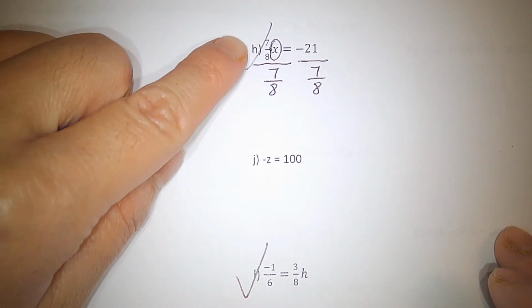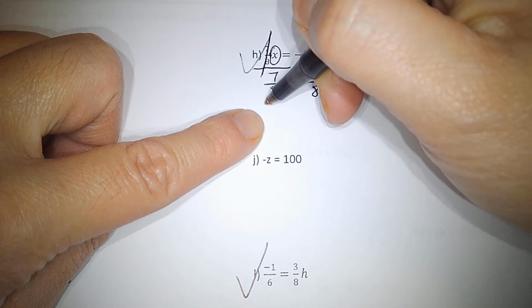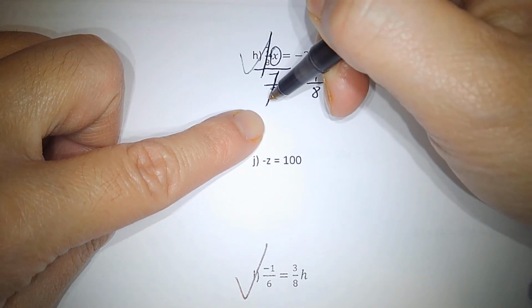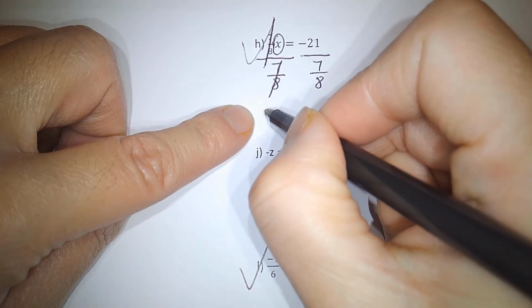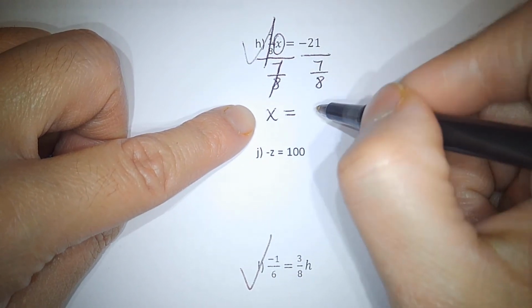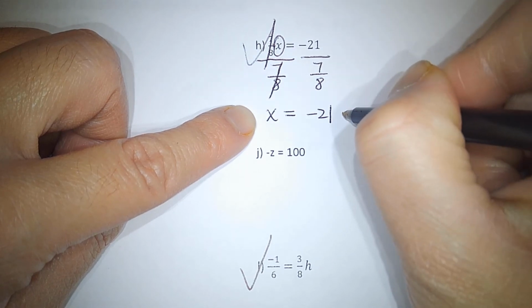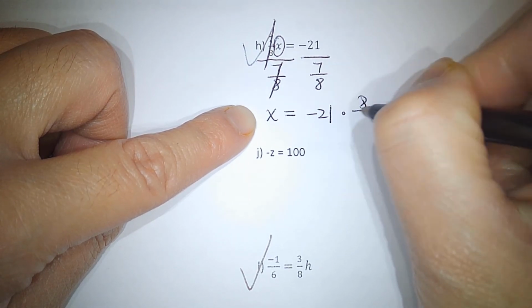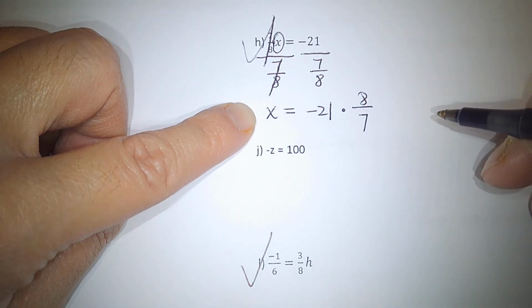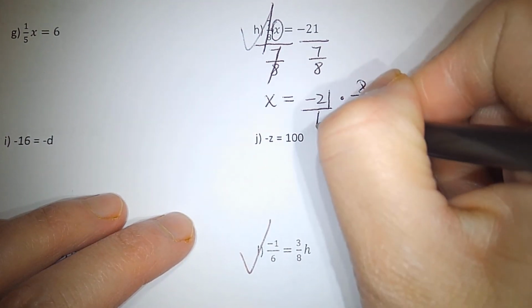Now the left hand side becomes what? 7 over 8 divided by 7 over 8 is 1 over 1, right? So that gives us x. How about the right side? Negative 21 divided by 7 over 8 is equivalent to multiplied by what? 8 over 7, right? So this is negative 21 over 1.